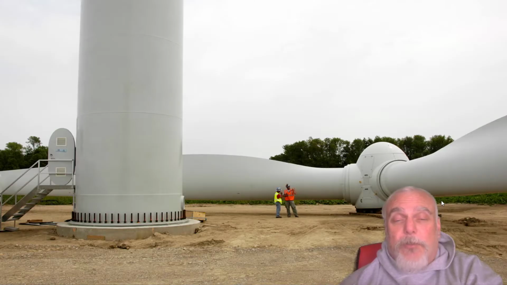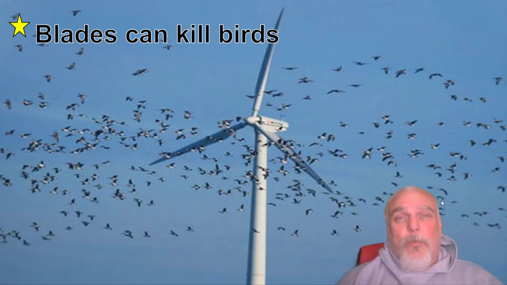Here you see a close look at just how big these blades are. Wind power has some pretty unique and odd negatives. One of the negatives is that the spinning blades can kill birds.